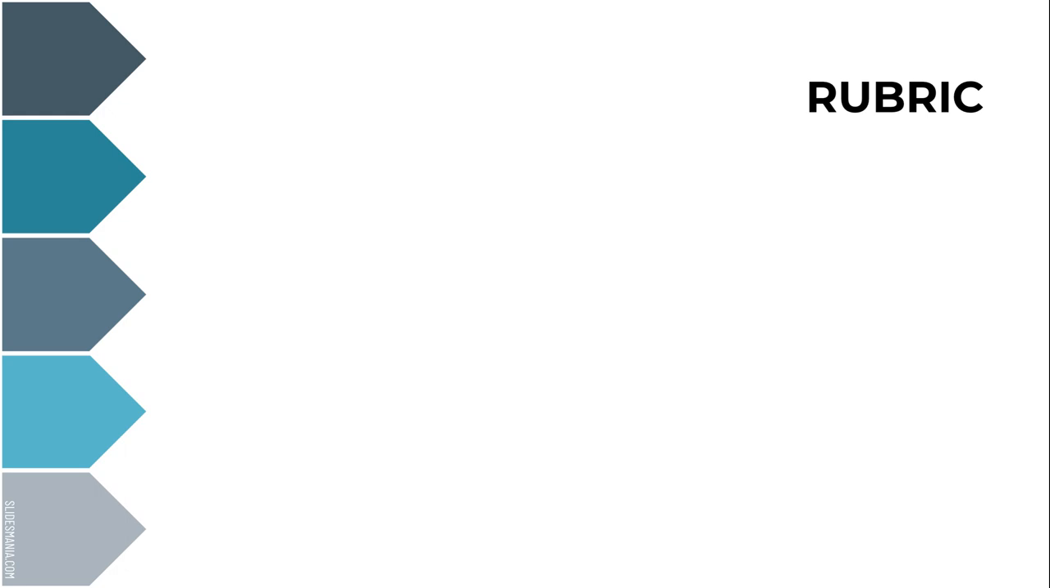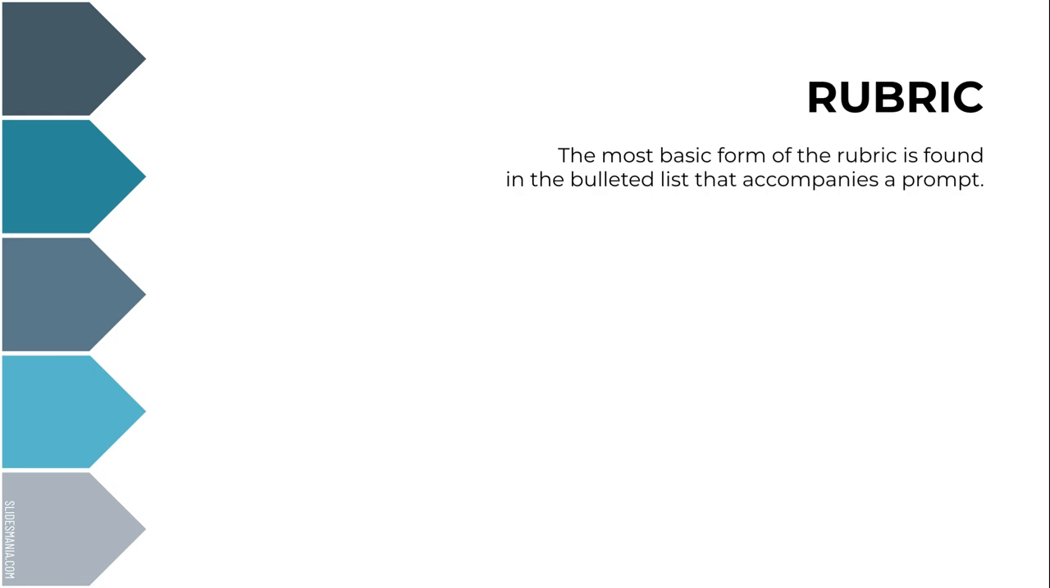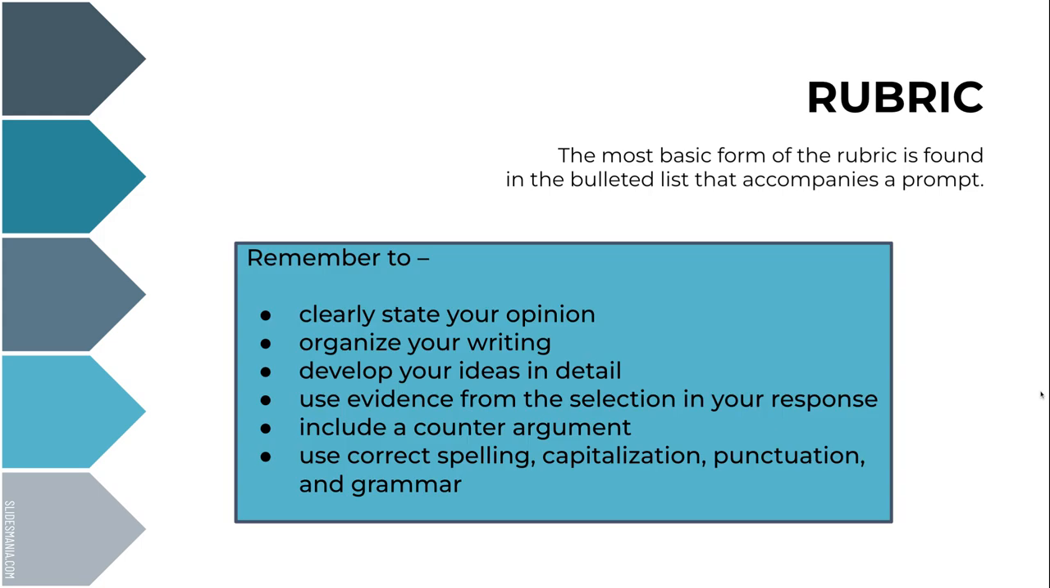Now, on your STAR test, the rubric is found in its most basic form in the bulleted list that goes with your prompt. It will also remind you to clearly state your opinion, organize your writing, develop your ideas in detail, use evidence from the selection in your response, include a counter argument, and use correct spelling, capitalization, punctuation, and grammar. By using this bulleted list as a guide when writing, your argumentative essay will be effective and you should be able to earn the maximum number of points.